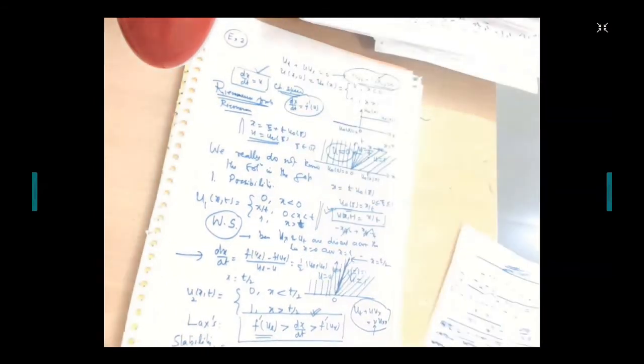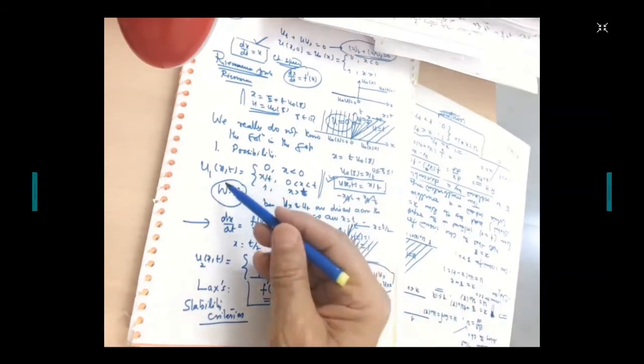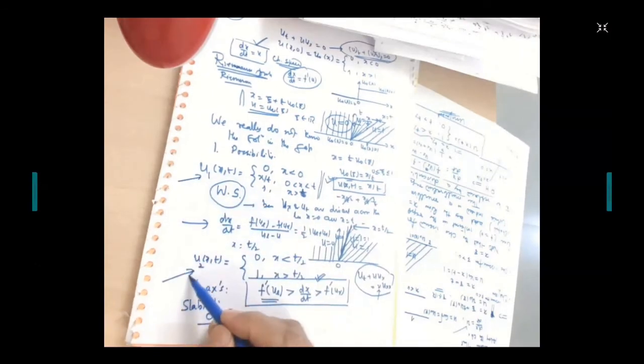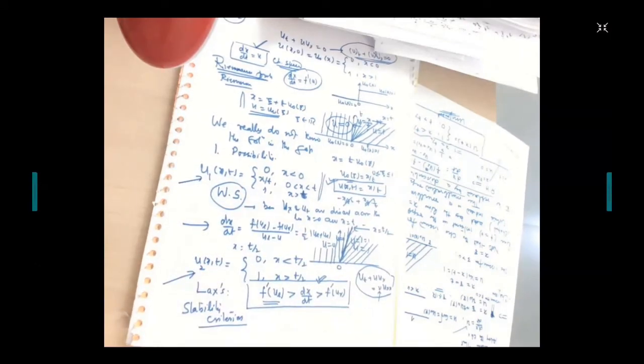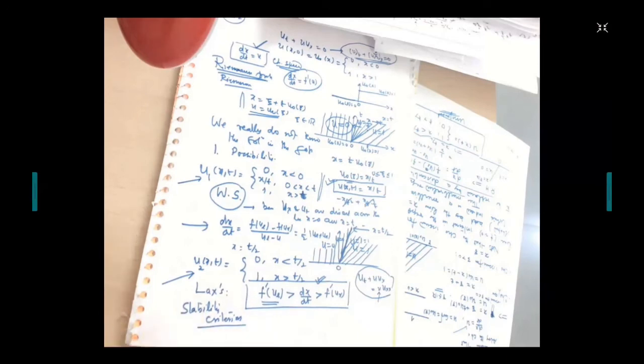Please, can you ask participants whether anyone can answer this question: out of these two, u1 and u2, this is one solution, this is another solution, which one satisfies the Lax stability criterion? Which is the correct solution? U2 is the correct solution? Why? What is the reason?